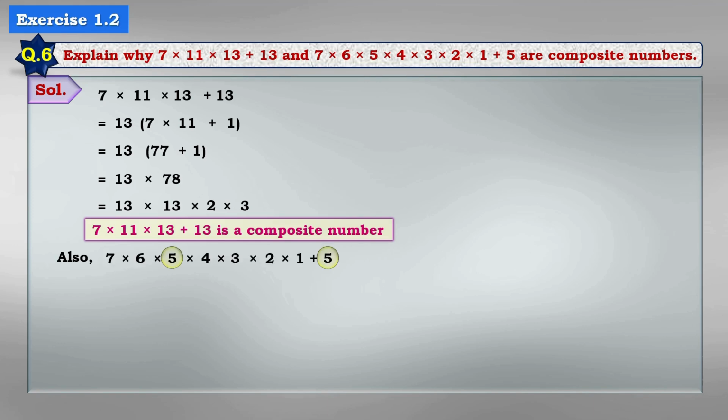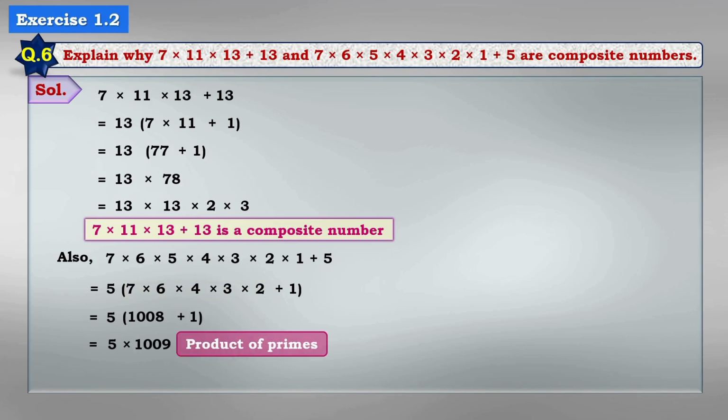Next thing, that is 7 into 6 into 5 into 4 into 3 into 2 into 1 plus 5. So we can clearly see that 5 is common over here. So let's take 5 common. Then 7 into 6 into 4 into 3 into 2 plus 1. Now if we calculate, 5 into 1008 plus 1, that is 5 into 1009. So here it is also the product of primes.